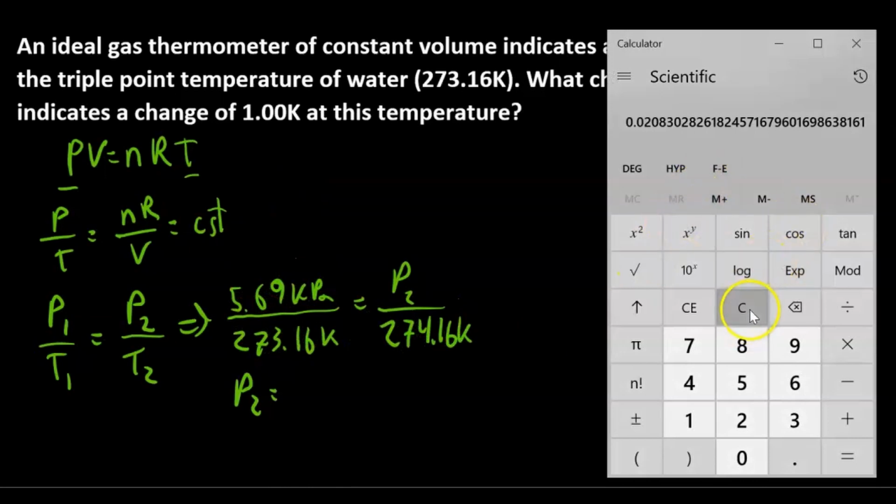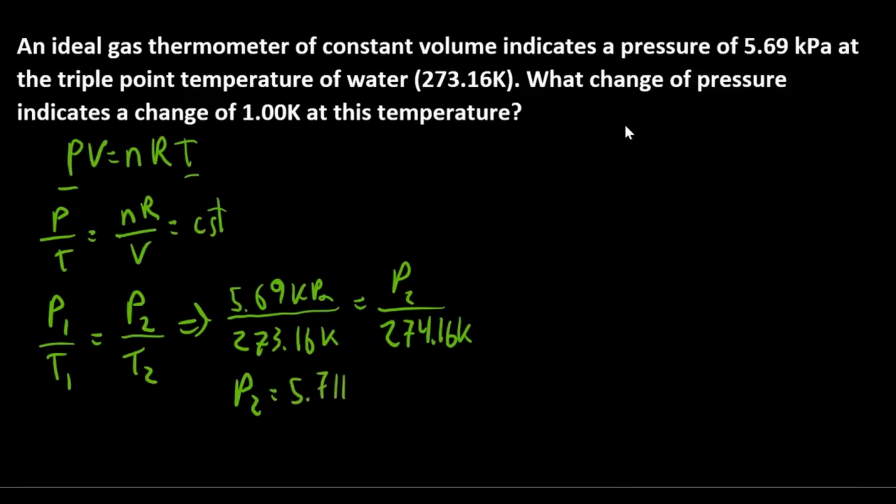So we'll have 5.69 times 274.16 divided by 273.16, and that's a lot of numbers. We don't need all those digits. They're not all significant. 5.711, we'll say, 5.711 kilopascals. We really only have three significant figures here.